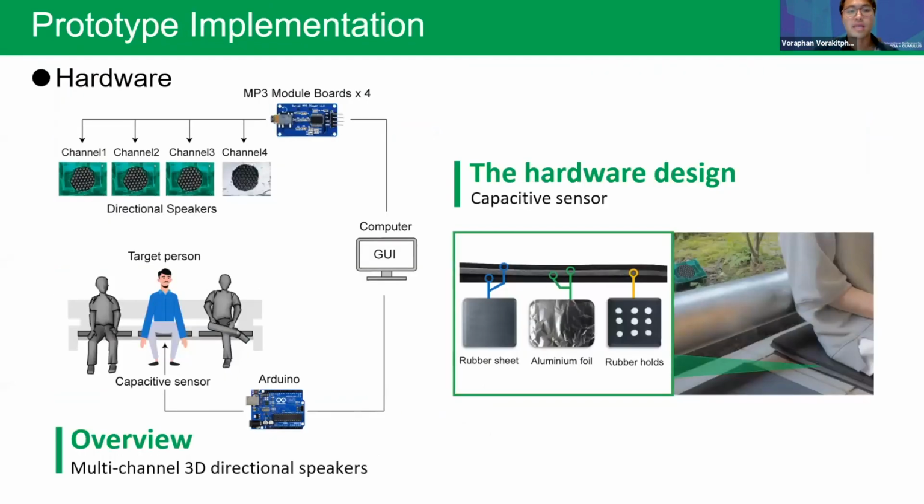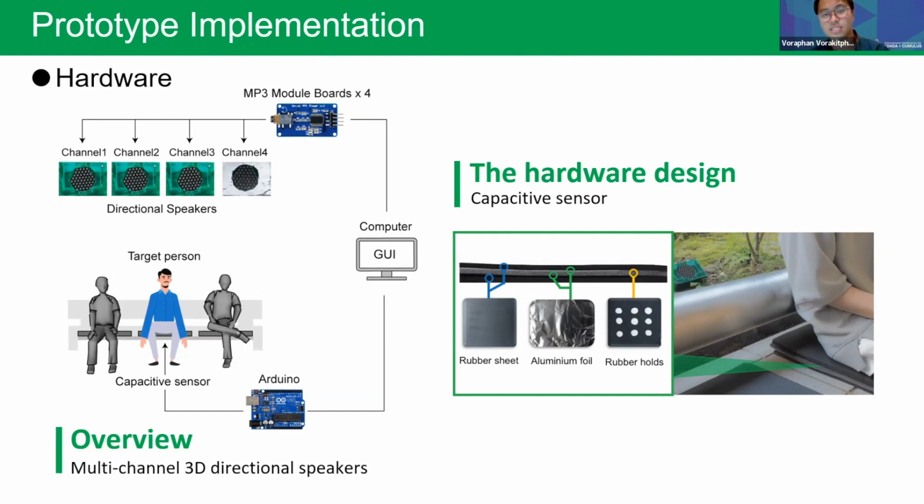And here, to make it happen, we use a hardware design with four directional speakers, controlled by one Arduino Uno. We collect the sound data using an MP3 module board, one for each of the four speaker units, and call the sound data using the GUI interface. We use a capacitive sensor placed in the center position to activate the whole system.